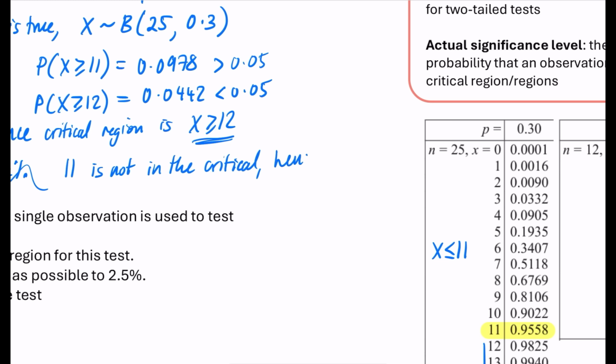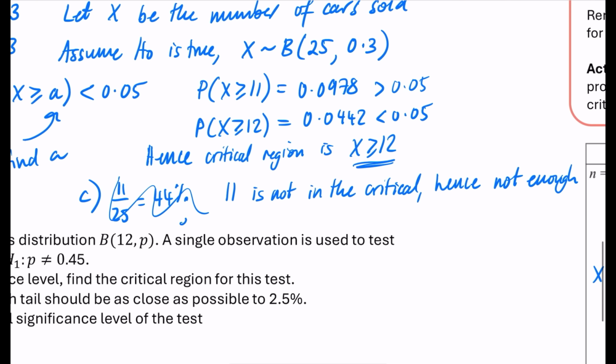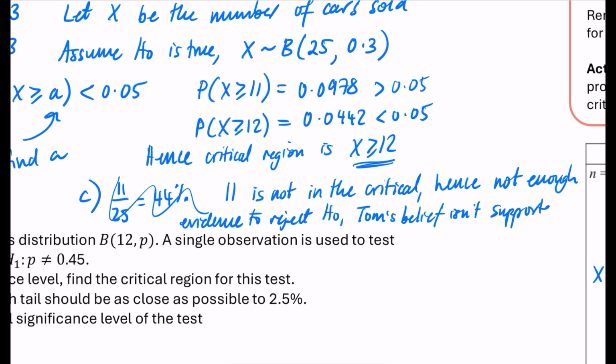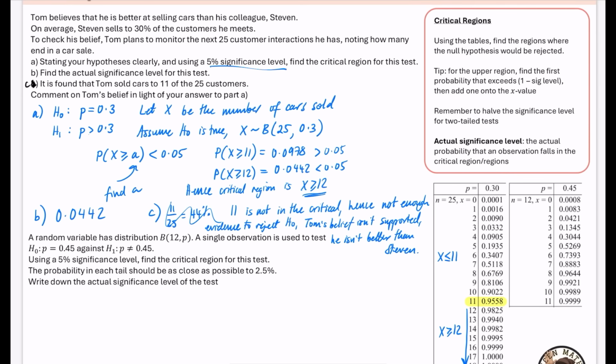Hence, there is not enough evidence to reject H0. Tom's belief isn't supported. He isn't necessarily better at selling than Stephen. He isn't better than Stephen. I'd probably give as much context as possible because I'd hate it in the question to lose the mark for that context part that we've got there.